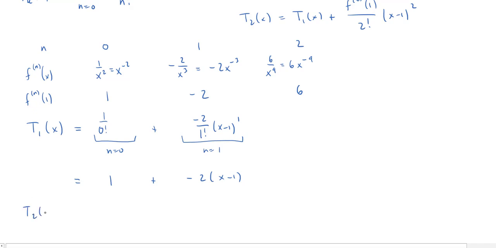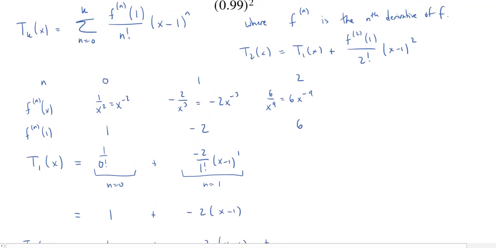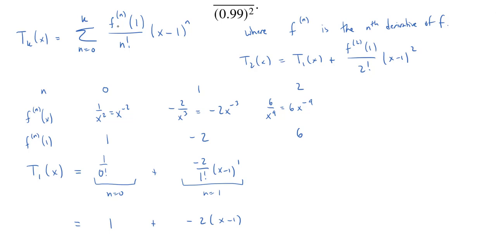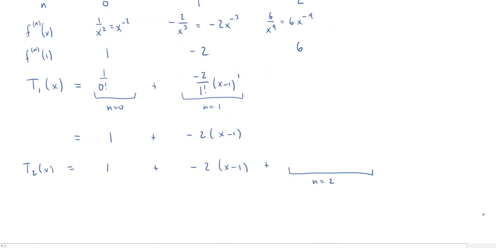Okay. How about T2 of x? Well, T2 we compute by just taking T1 and adding on the n equals 2 term. So this will be 1 plus -2 times x minus 1 plus, and now we need the n equals 2 term. All right, let's go back up and take a peek. When n equals 2, we need the second derivative at 1, which is 6, and we divide by 2 factorial. Okay, so we'll get 6 over 2 factorial, and then we multiply by x minus 1 quantity squared.